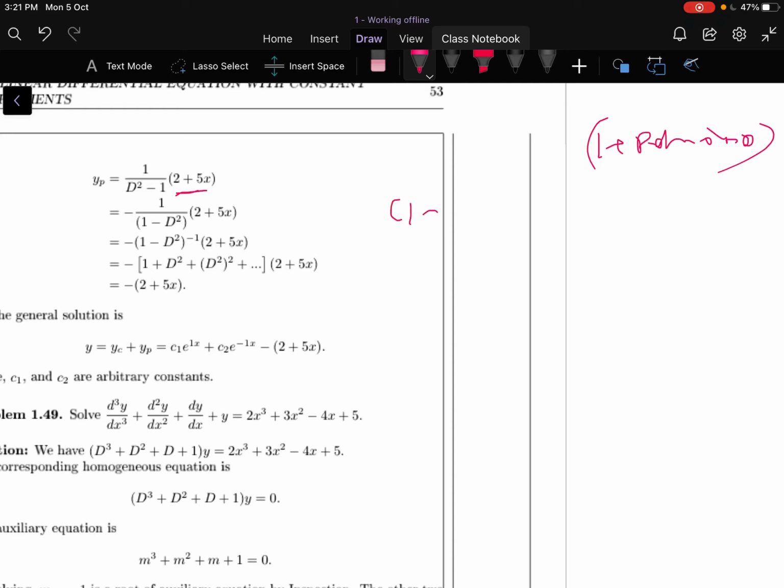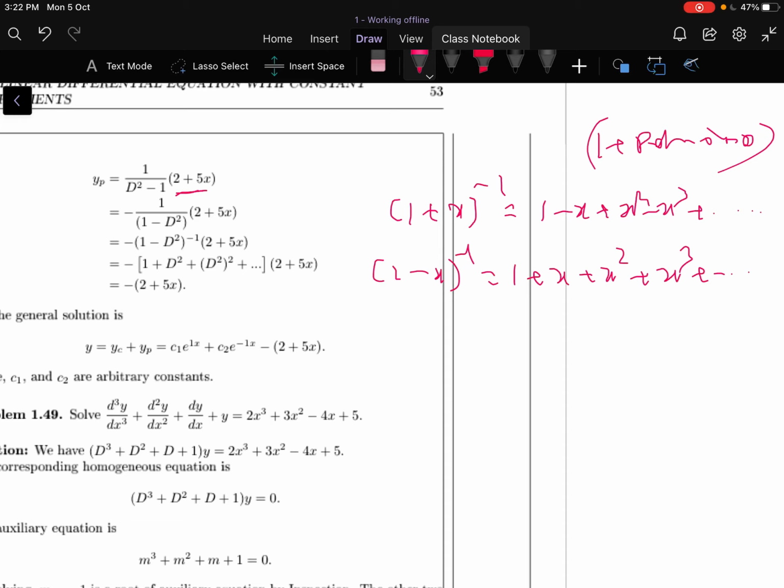You know the formula, the binomial theorem. (1 plus x) whole power minus 1 can be written as 1 minus x plus x square minus x cube and so on. It's an infinite series. Similarly, (1 minus x) whole power minus 1 can be written as 1 plus x plus x square plus x cube plus x to the power of 4 and so on. We can use this second formula to expand here. We have 1 minus something, and in place of x we have D square. So let us expand it by using the (1 minus x) to the power of minus 1 formula.